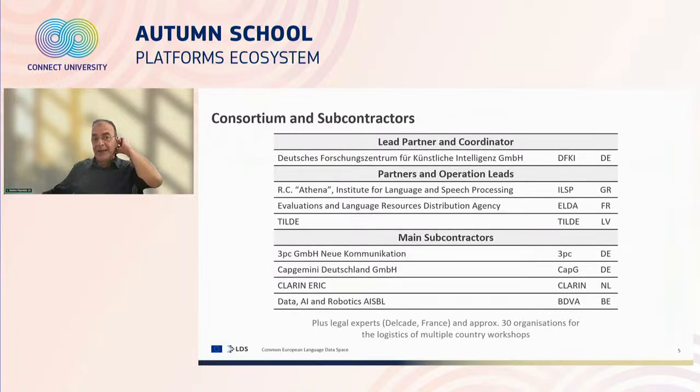Who implements the language data space? It is a consortium that comprises 4 core partners: DFKI, the German Research Center for Artificial Intelligence in Germany; Athena Research Center, the organization where I work; the Evaluations and Language Resources Distribution Agency, in short ELDA; and Tilde, a language technology company in Latvia. We are helped by 4 additional organizations on a subcontracting basis: 3PC, Capgemini, Clarin ERIC, and BDVA. We are also anchored in almost all member states and associated countries, and we are also helped by legal counselors in France.